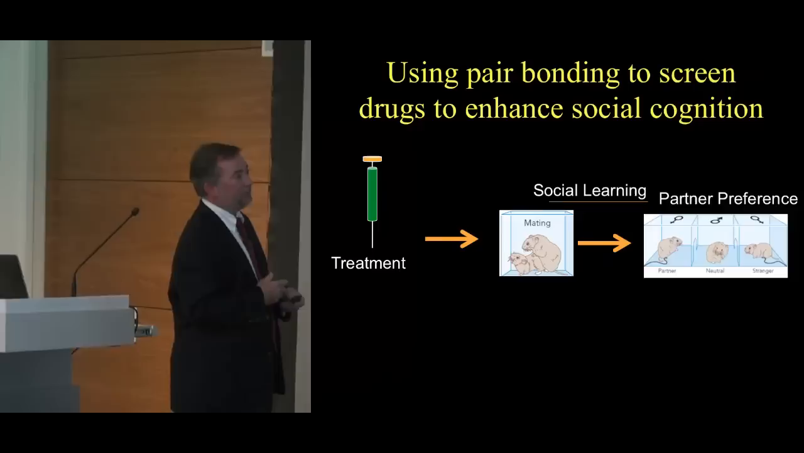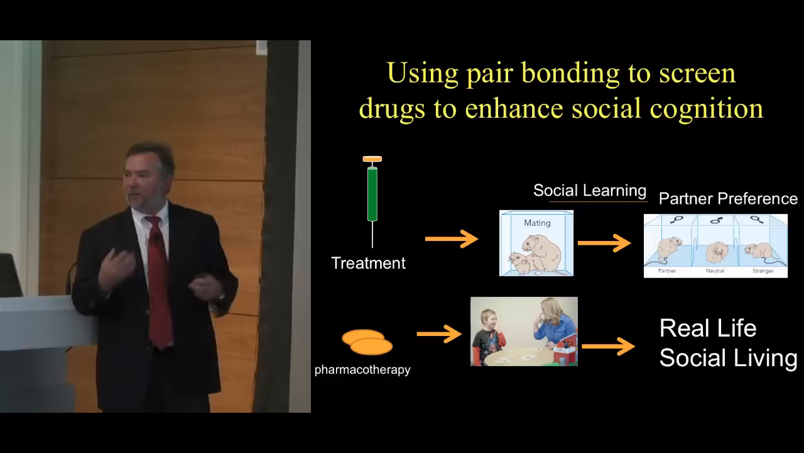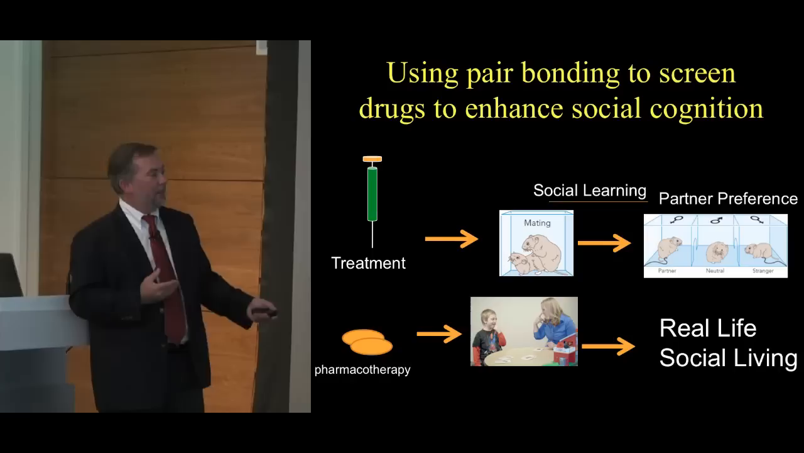So basically, this is what I'm excited about, the fact that now this pair bonding in a vole really is an animal model that might prove useful for identifying therapies that can be useful in autism.